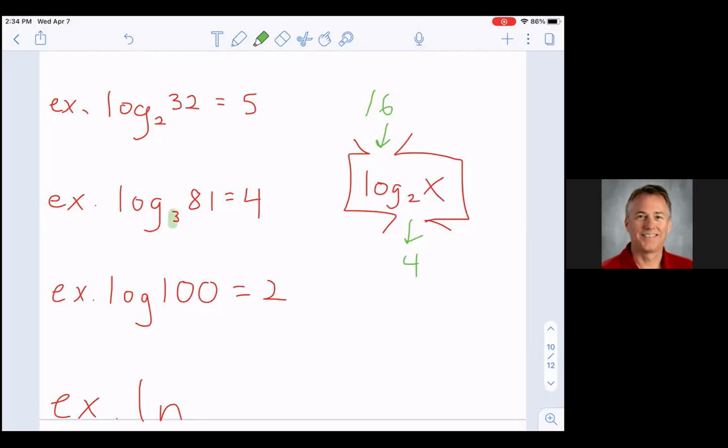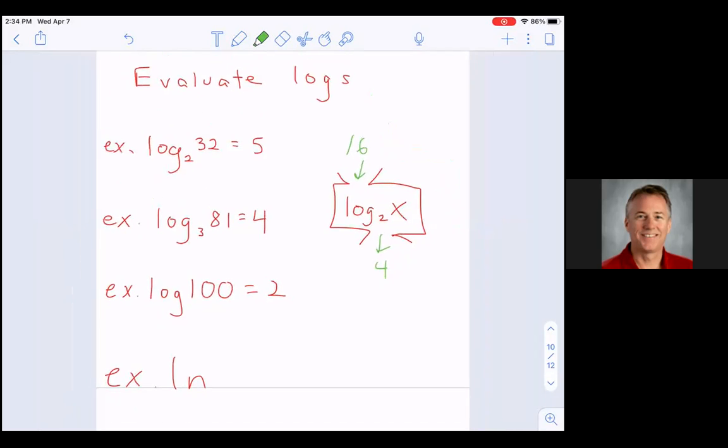So the question is asking 3 to what power? Yeah, good question. Anything else, guys?